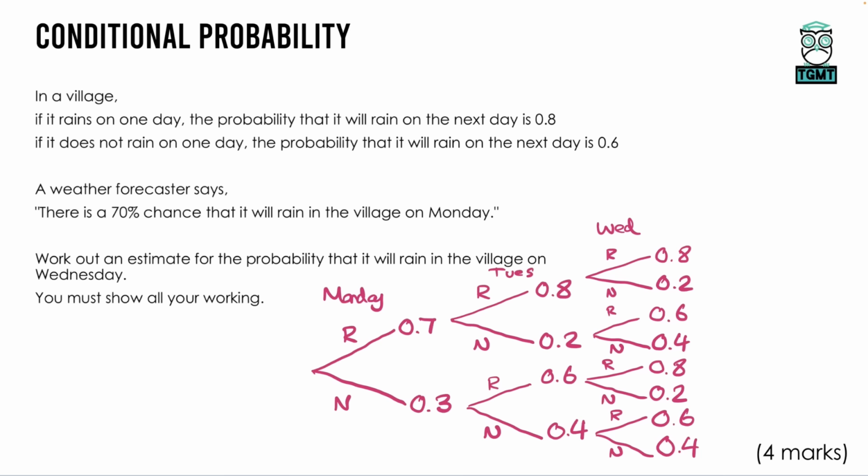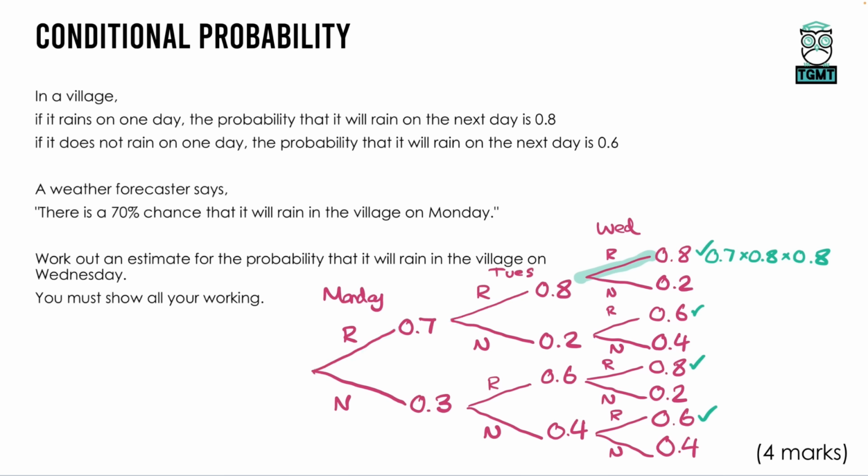So if we want to work out an estimate for the probability that it will rain on Wednesday, we have a few options. We have this one, this one, this one, and this one. So we have 4 different options. For each of those options, we need to multiply all of the branches that we go down to get there. That first one is those 3. So if we multiply those 3 together, the calculation will be 0.7 times 0.8 times 0.8. I'm going to work them out in a minute. I'm just going to write the calculations to start with. Okay, so that's one of our options.